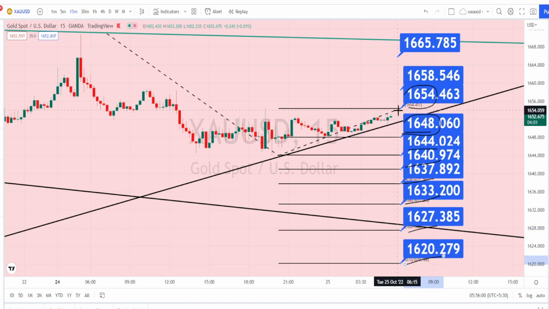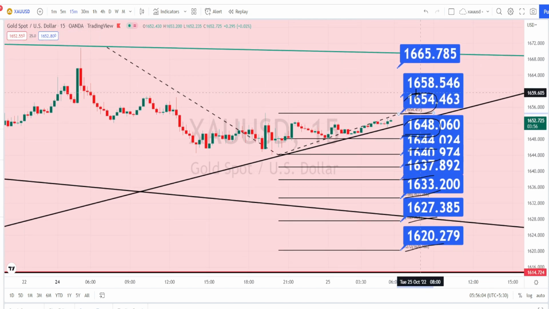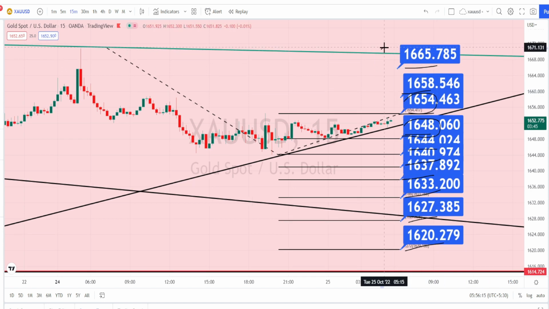And if the price action breaks the resistance level of 1654, next level of resistance is going to be around 1658, 1665, and we have the resistance line from the 4 hours time frame, which it has to break in order to continue trending on the bullish side.